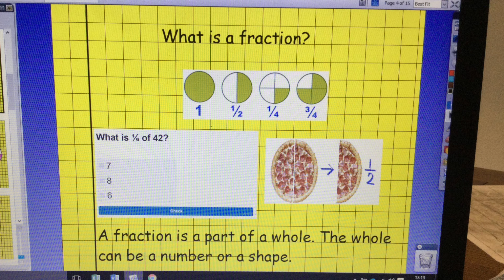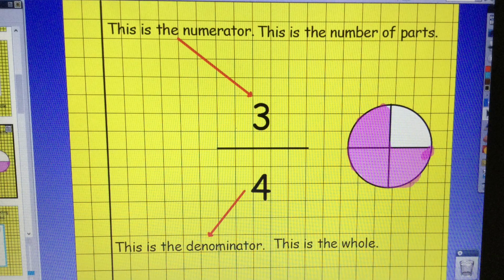What is a fraction? Now you should be able to see some pictures on your screen that might help you to think about fractions. A fraction is a part of a whole, and the whole can be a number or a shape. Now on your screen you should have the fraction 3/4. The top number in any fraction is called the numerator. This is the number of parts, and the bottom number in our fraction is called the denominator, and this is the whole. And as you can see in the picture next to our fraction of 3/4, there are 3 parts coloured pink out of 4.